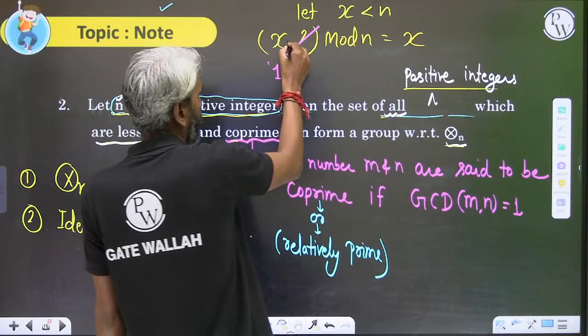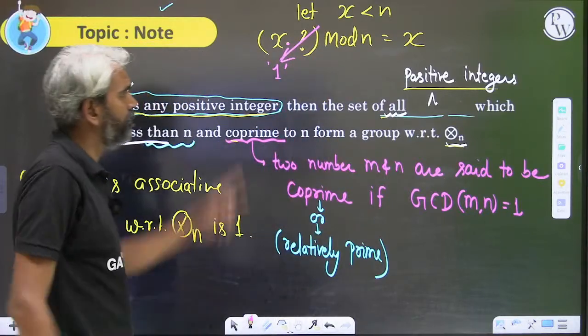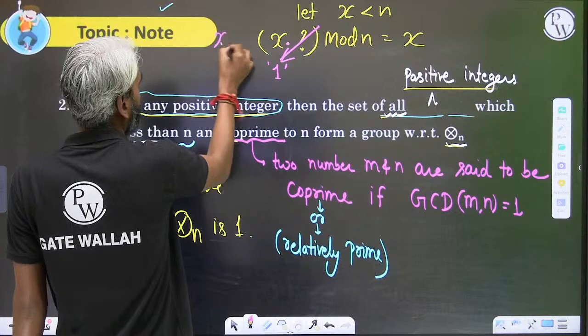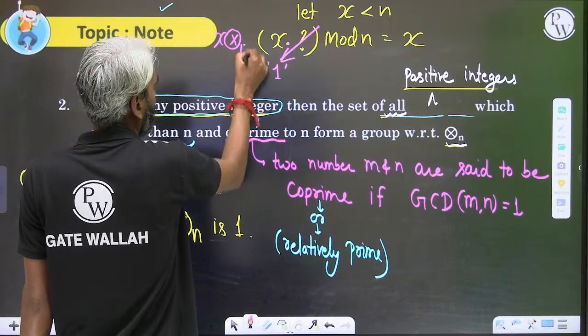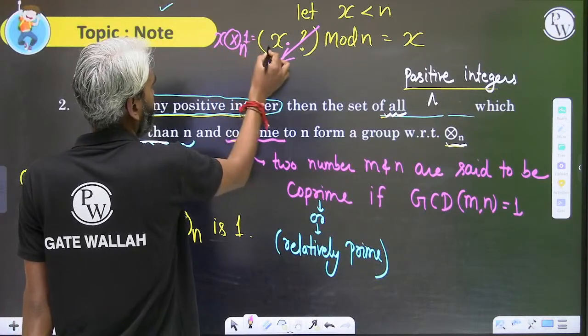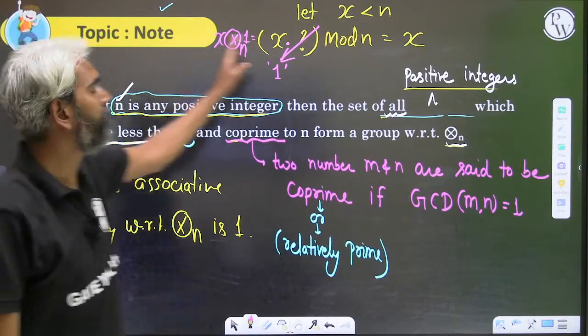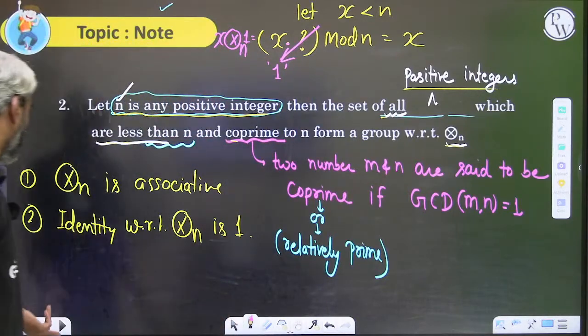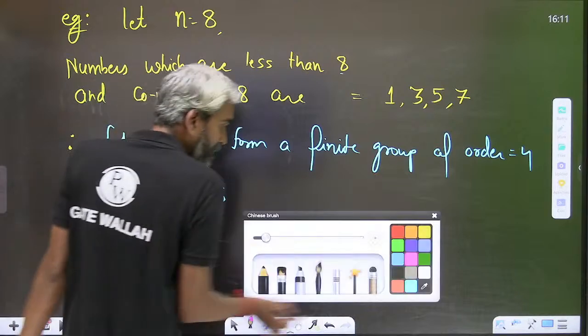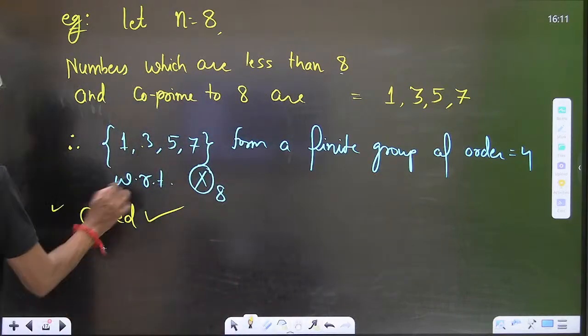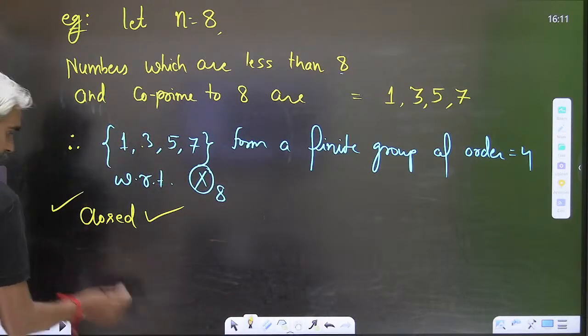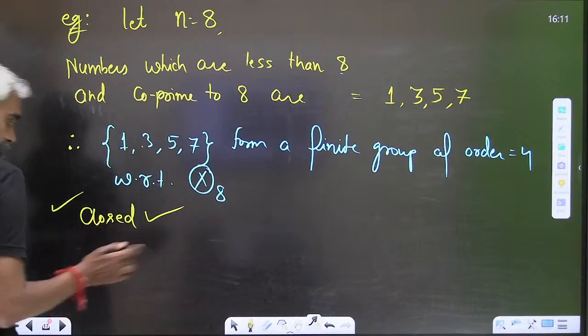So if we perform the multiplication of x with 1, that is x multiplication modulo n with 1, this is nothing but x into 1 mod n. So this will remain x. Therefore, identity element with respect to multiplication modulo n is 1. So now identity is present in the set. Sir, yes, it is closed.